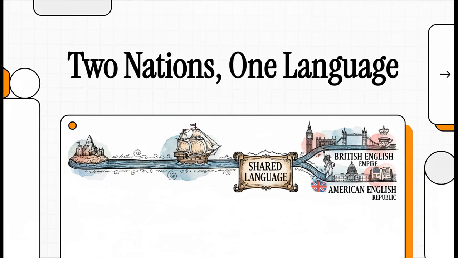Today, we're diving into the incredible story of how one single language, born on a pretty small island, managed to travel across a massive ocean and split into two distinct, powerful voices. It's really the story of England and America, of an empire and a republic, and of a shared language that both unites and divides them.